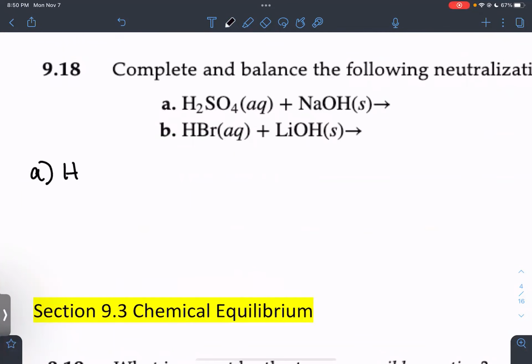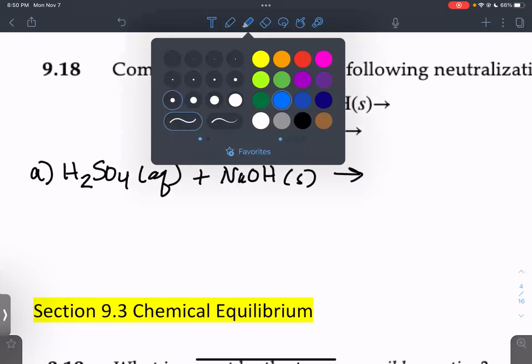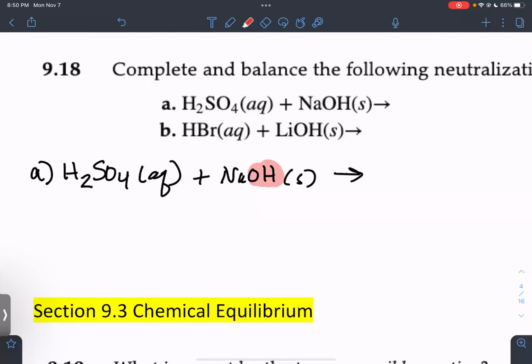So A is H2SO4, aqueous, plus NaOH, solid. And so what are we going to form from this? Well, let me think about this. I know I'm going to make some water, so let's pull out the water. Oh, so I've got 2 hydrogens and 1 OH. So I'm probably not going to be balanced, but that's okay. We're going to check that in a minute.